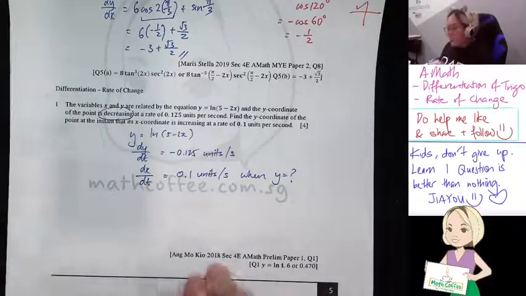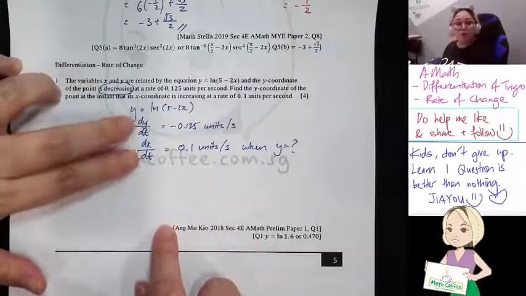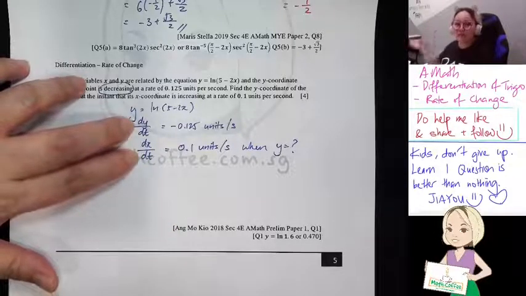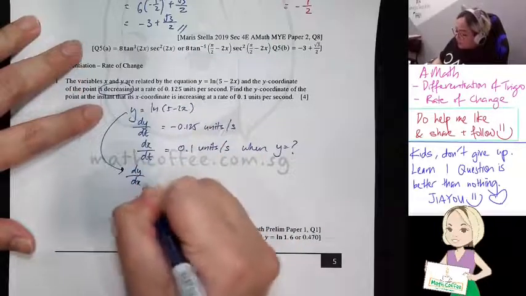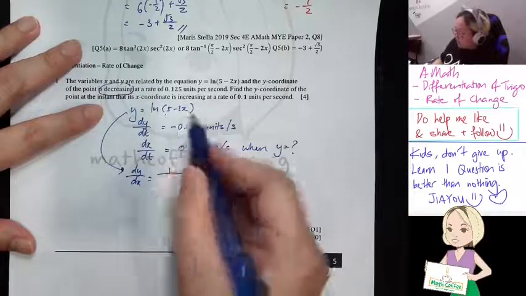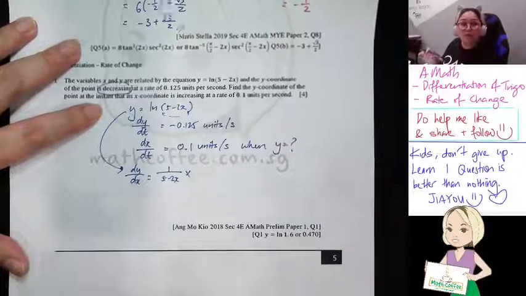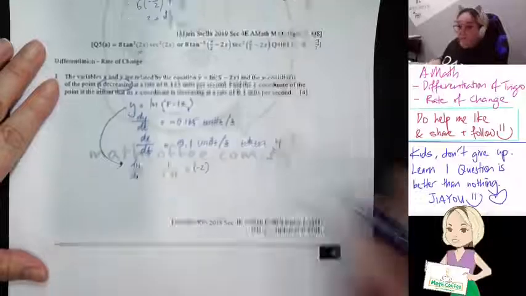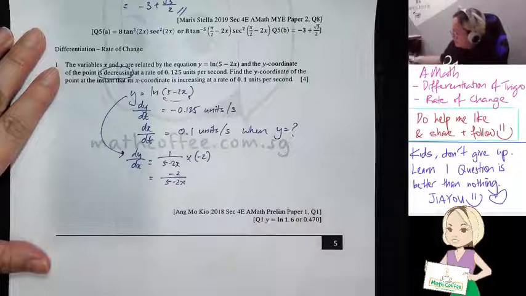Okay, so now with this, look at this. I have these two terms, which is dy/dt and dx/dt. So you know that you need dy/dx. So I'm going to do my differentiation. My dy/dx, differentiate ln is 1 over 5 minus 2x. And always remember to differentiate the inside. So differentiate 5 minus 2x gives me minus 2. So it's multiplied by minus 2. So it becomes minus 2 over 5 minus 2x.